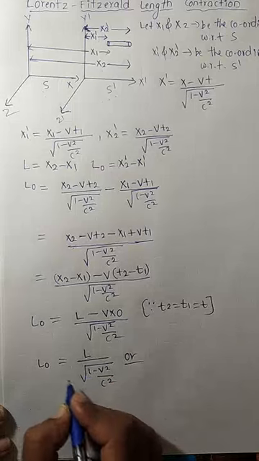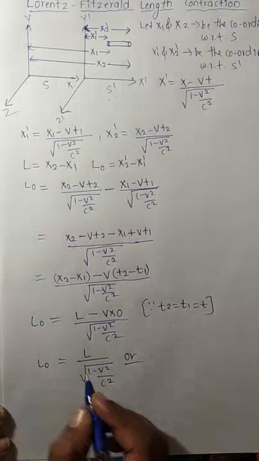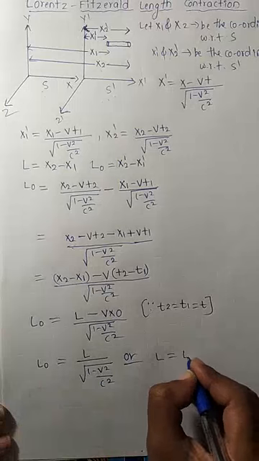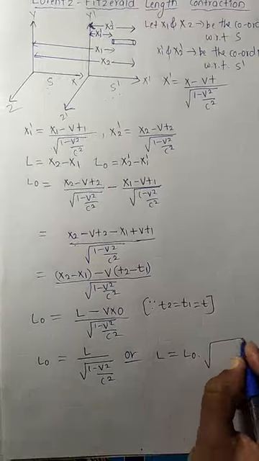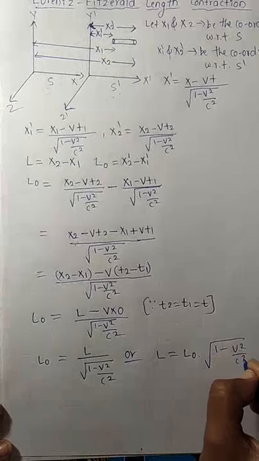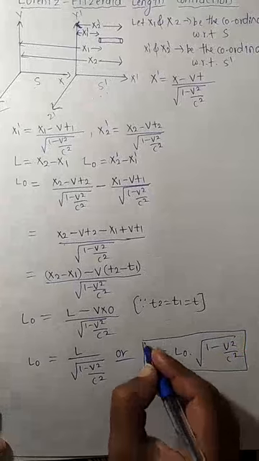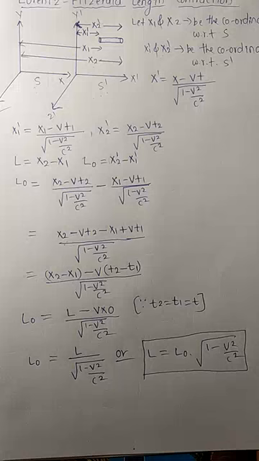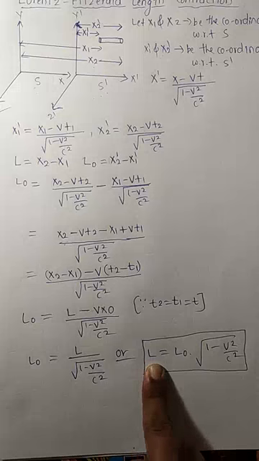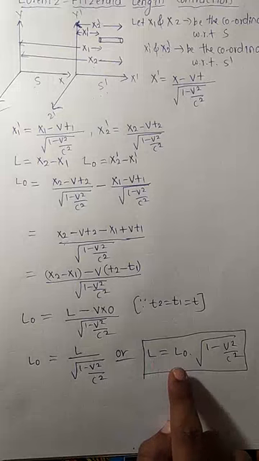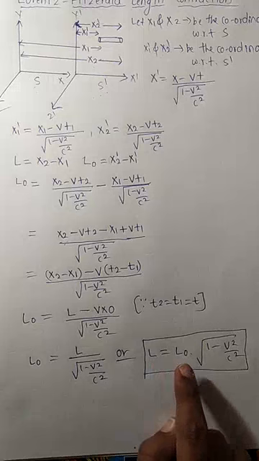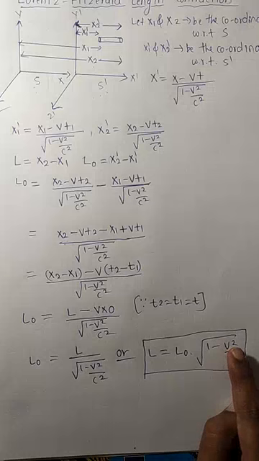If you transfer the denominator term to the LHS side, then what you will get is L equal to L naught into square root of 1 minus V square by C square. So this is what I wanted to derive. This is the Lorentz-Fitzgerald length contraction formula, that is, L is equal to L naught into square root of 1 minus V square by C square. As I said, L is the length of the rod with respect to the S frame. L naught is the length of the rod with respect to the S dash frame. V is the velocity with which the S dash frame is moving and C is the velocity of light.